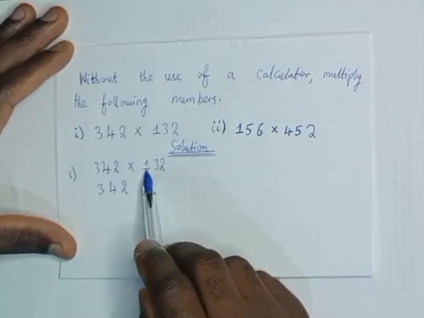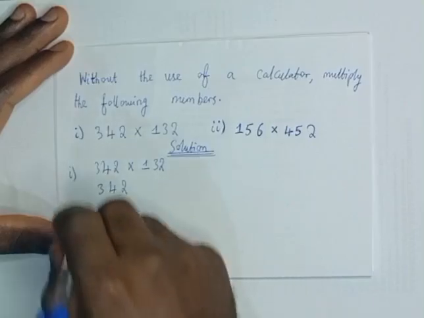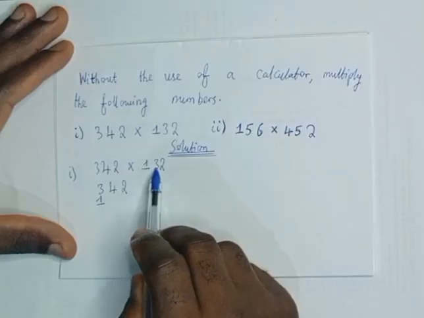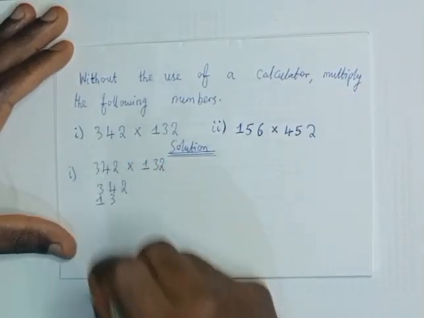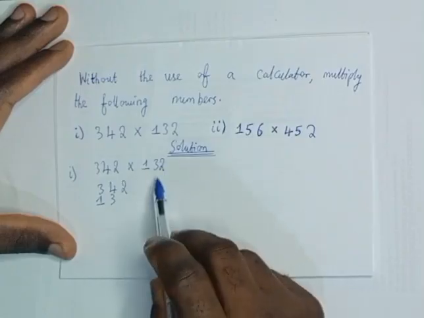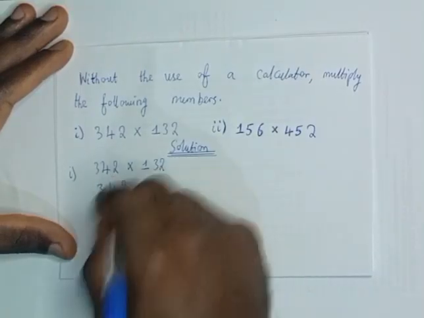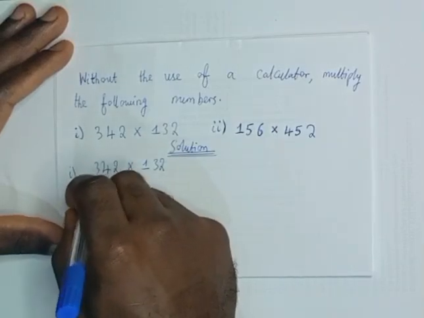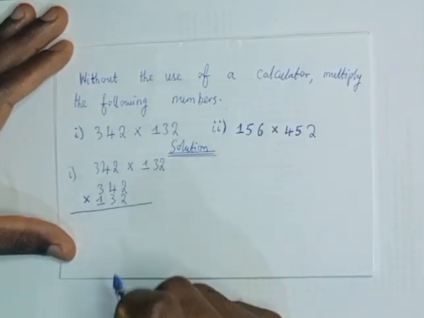The second number, we have 132. 1, which has a place value of hundreds, is placed under 3. The digit 3, which has a place value of tens, is placed under 4. And lastly, the digit 2, which has a place value of units, is placed under 2. We put down the operation sign, which is multiplication. Then we draw a vertical line where we write down the results below.